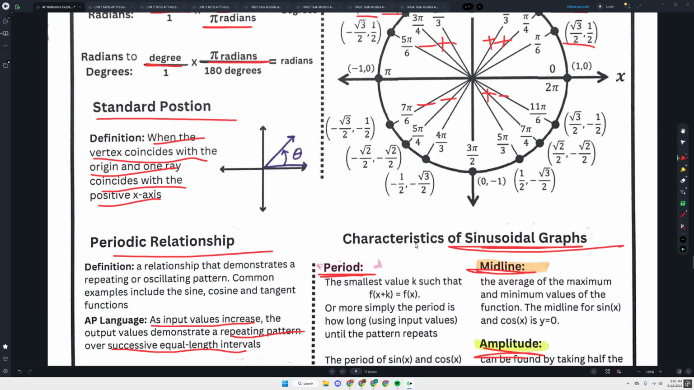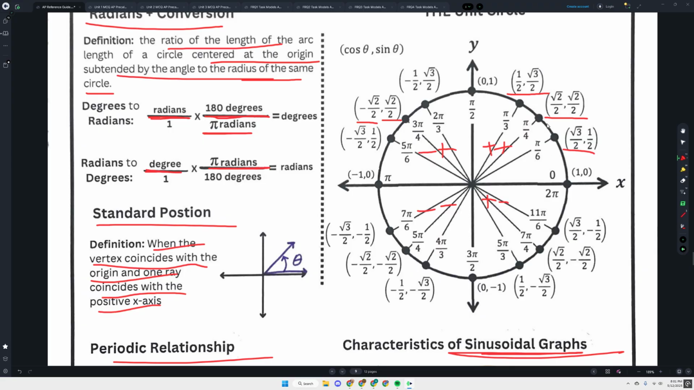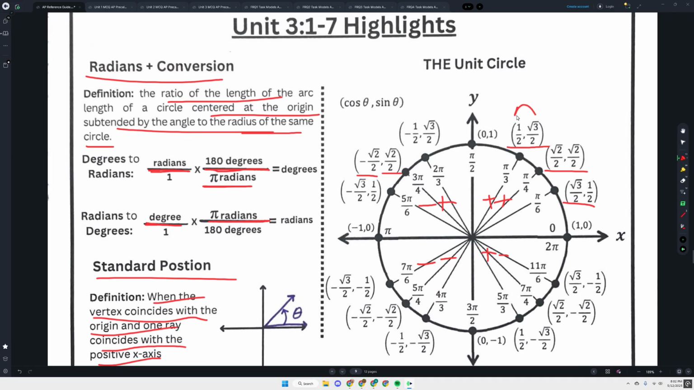Let me go over the tan unit circle. The tan unit circle would be just dividing this by this. So it would be square root 3 over 2 divided by 1/2, the twos cancel, so this would be square root 3. And you just have to do that for all of it.